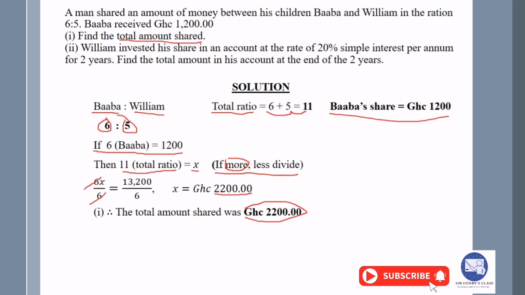So the question says that there is a man who shared his money between his two children, and these children are Baba and William. So he gave Baba an amount of 1,200 Ghana cedis and William an undisclosed amount. Now, the question says we should find the total amount that was shared by the two children, but the question didn't tell us. Now, the money was shared according to these two children in a ratio of 6:5.